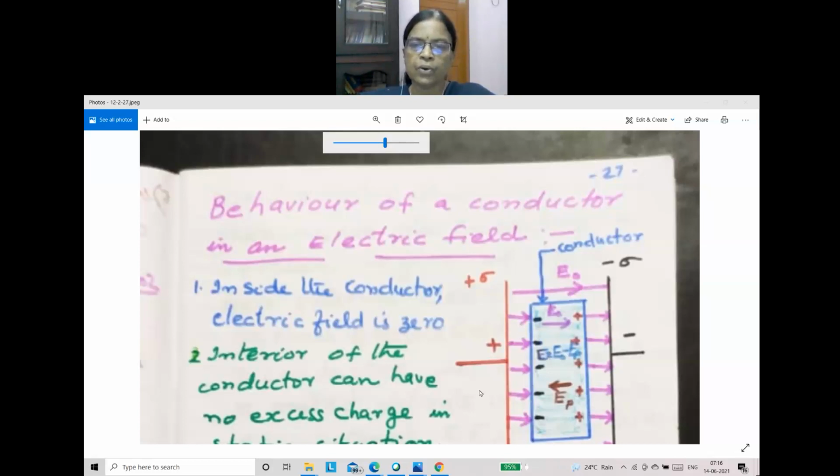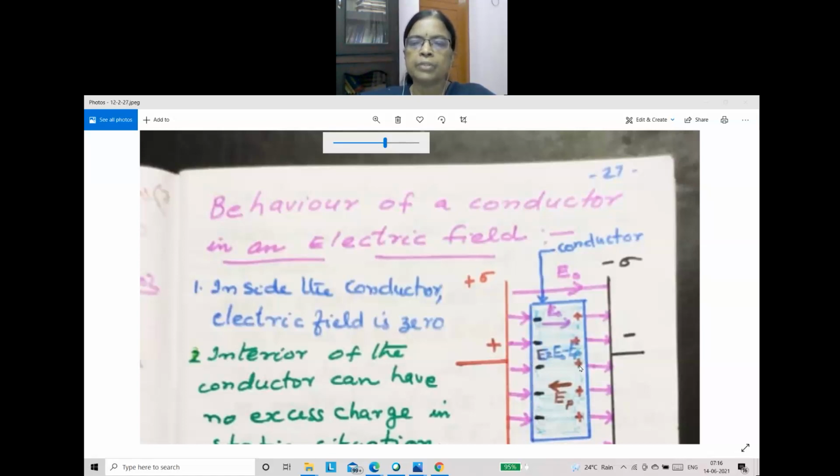Positive. Towards the positive plate. Correct answer. Electrons will move towards the positive plate. You see, electrons all will come and arrange near to the positive plate. And when all the electrons from the right side move towards this left side, what will be the charge of the right side of the conductor?